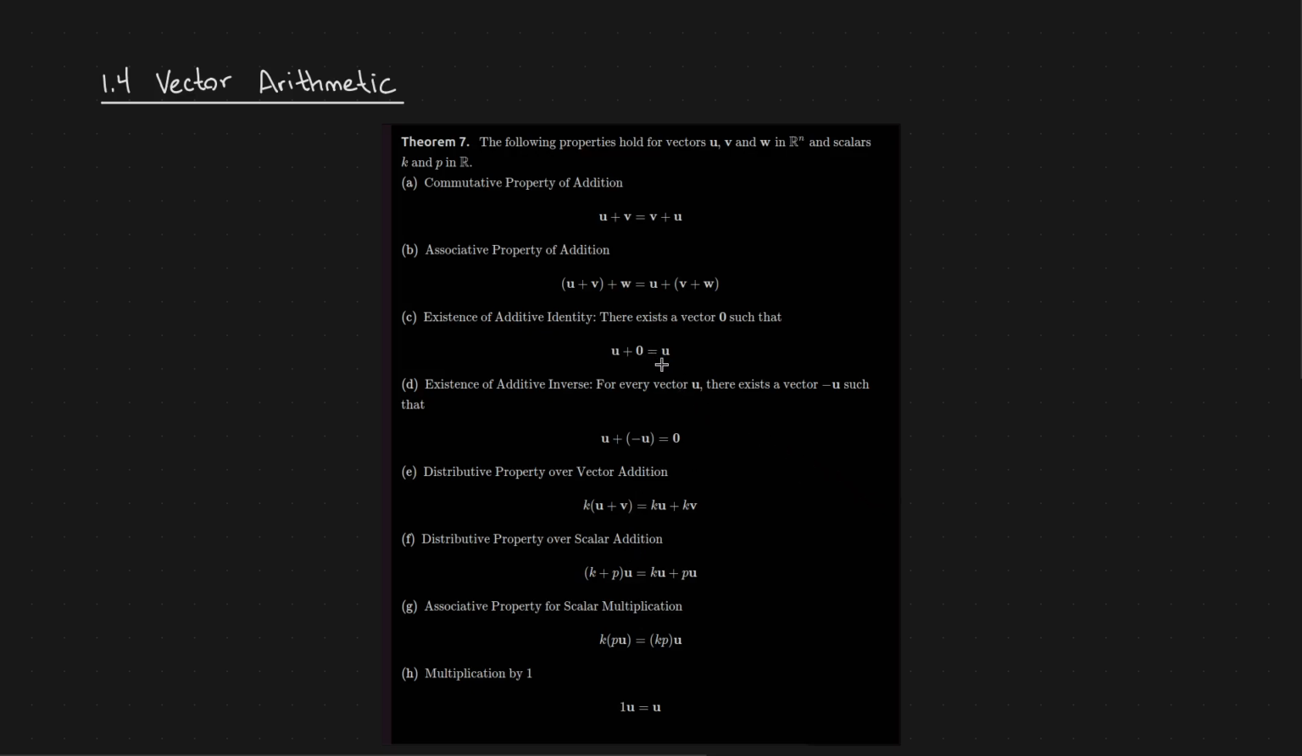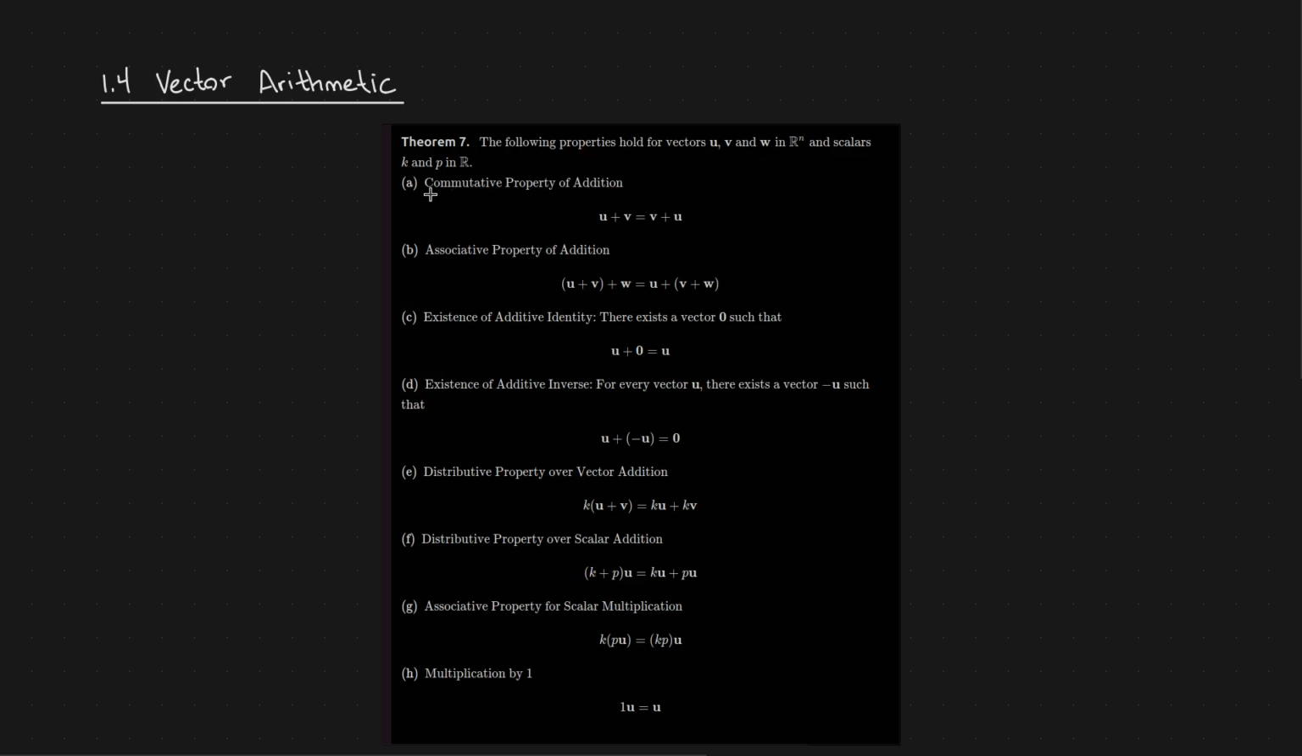Okay? So we have three vectors, u, v, and w. These are vectors in Rn. N could be any number of dimensions. Okay? These properties will hold no matter if we're dealing with R2 or R7 or R306. Okay? And we have two scalars, k and p.